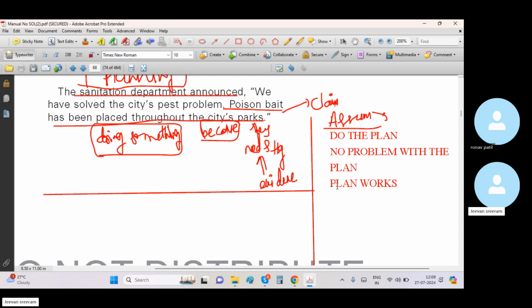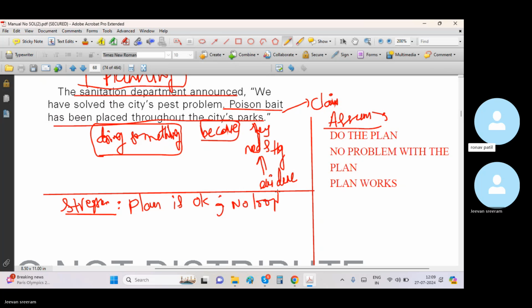And if you really want to write strengthening lines, what do you have to do? You have to ratify, you have to acknowledge the plan is okay. The plan works. The plan has no problems and no loopholes. It always works. So in the adjoining city, they placed the poison bait and they got rid of the entire city's pest problem. That is acknowledging, supporting with a clear case, with an example. Next, the weakening line.